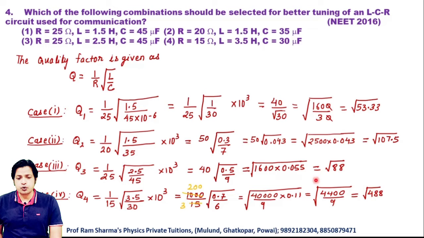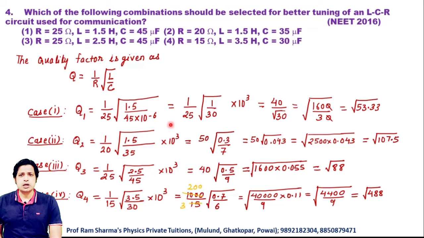That means Q4 is the greatest, so corresponding to the 4th option, the quality factor is highest. So I can say that the fourth one is the best for tuning of an LCR circuit. Okay, so fourth is the final answer. Of course, this was a difficult sum, and there are fair chances that you might make a mistake because it involved a lot of calculations. So this is one of its own kind.